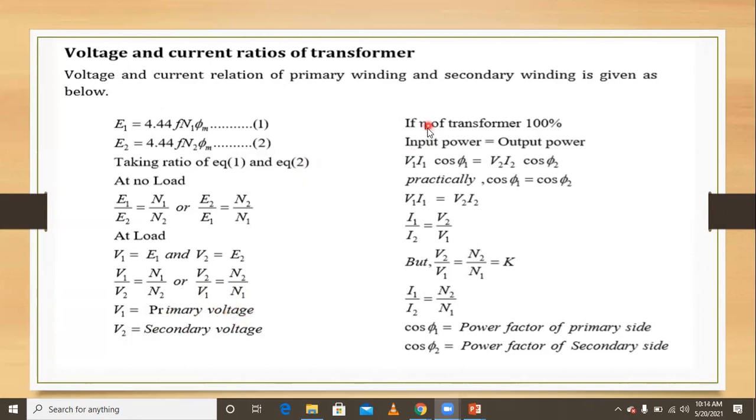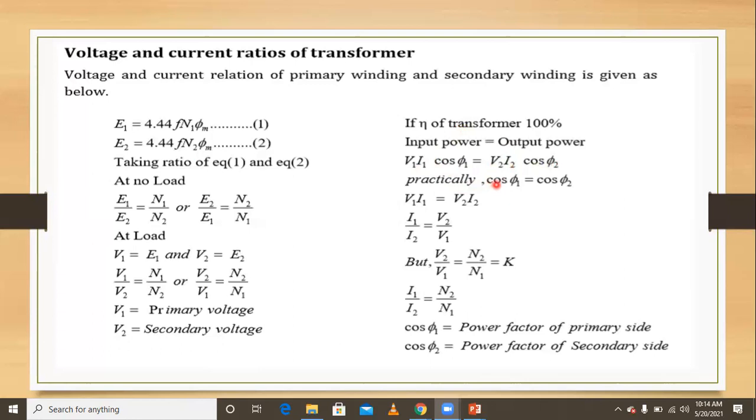Understood? If the efficiency of the transformer is 100%, it means there are no losses in the transformer. Input power is equal to output power. If any losses are there, input power is not equal to output power. But if you consider 100% efficiency, then input power is V1 I1 cos phi 1, so V1 I1 cos phi 1 is equal to V2 I2 cos phi 2.